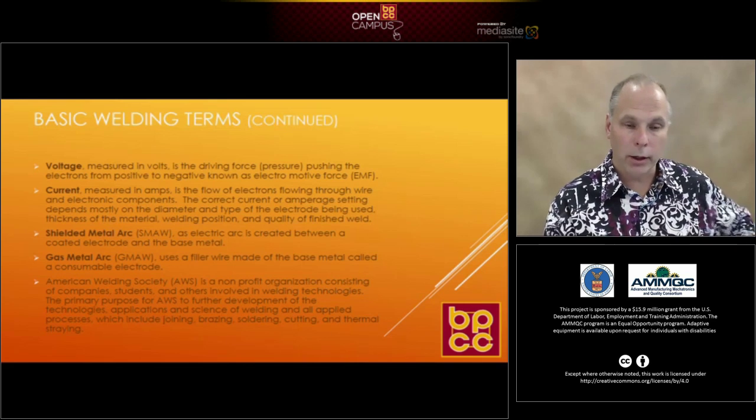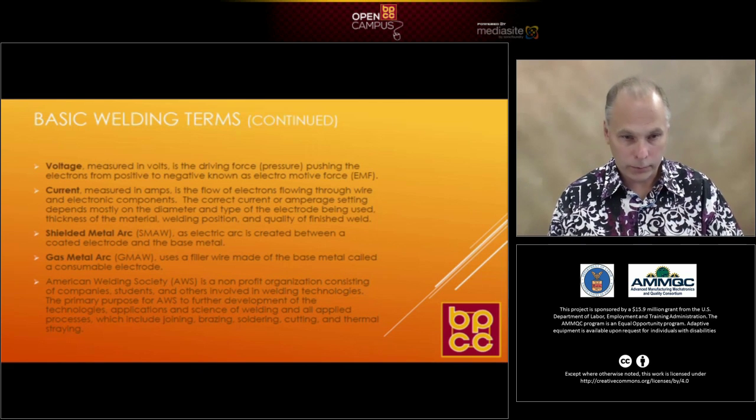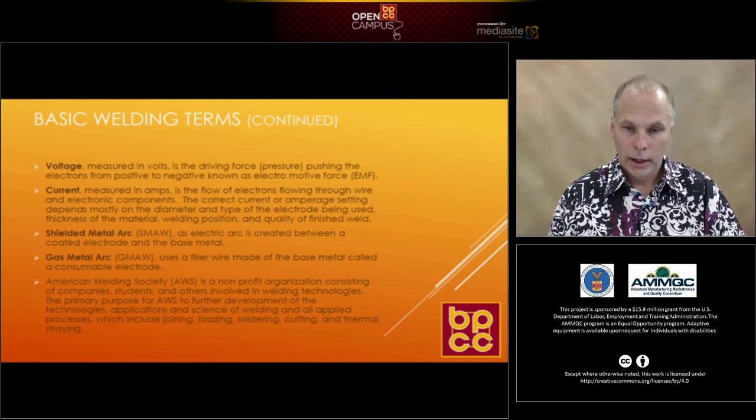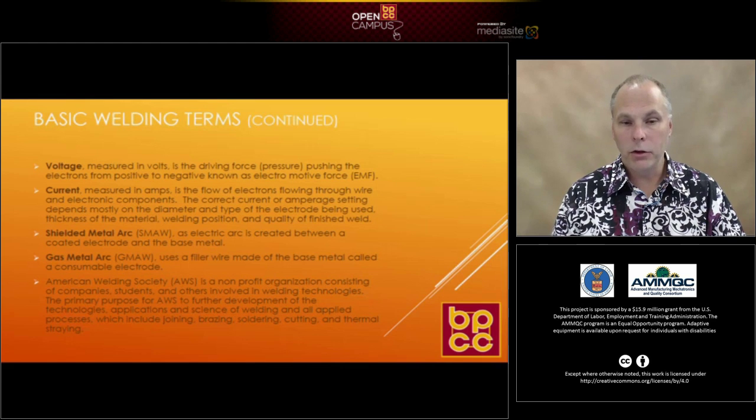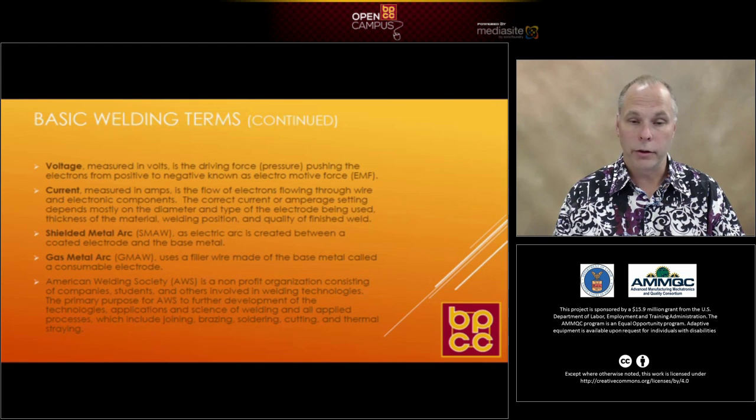More terms when it comes to welding, things you want to be concerned with is voltage, which is measured in volts. It is the driving force or the pressure which is forcing the electrons from positive to negative, which is known as electromotive force, the EMF. The current, which is measured in amps, is the flow of electrons flowing through the wire and electrical components. The correct current and amperage setting depends mostly on the diameter and type of electrode being used, that is whether it's consumable or non-consumable, the thickness of the material, the welding position, and the quality of the finished weld.